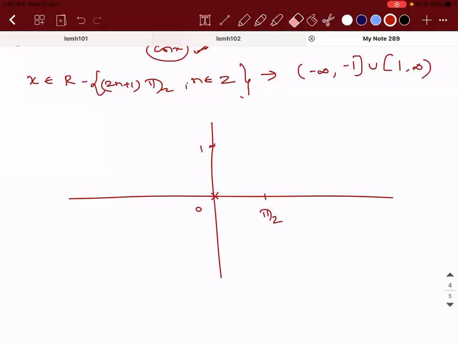It goes like this at x equals pi by 2. What will happen on the left hand side? It will be symmetric. Then what is this value? Minus pi by 2. Is that clear?